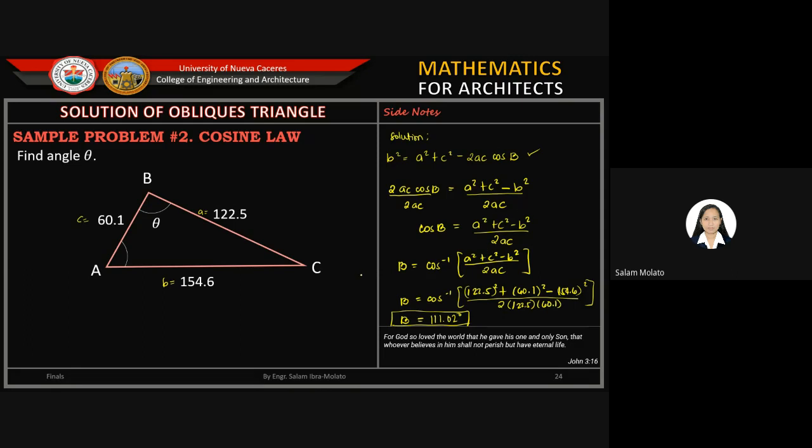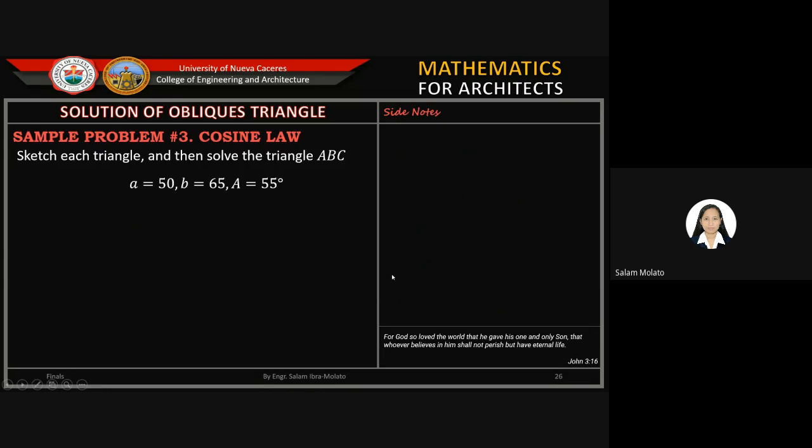Next, sketch the triangle and then solve the triangle ABC, meaning we need to solve for all the missing values of a triangle. So first, let's sketch.